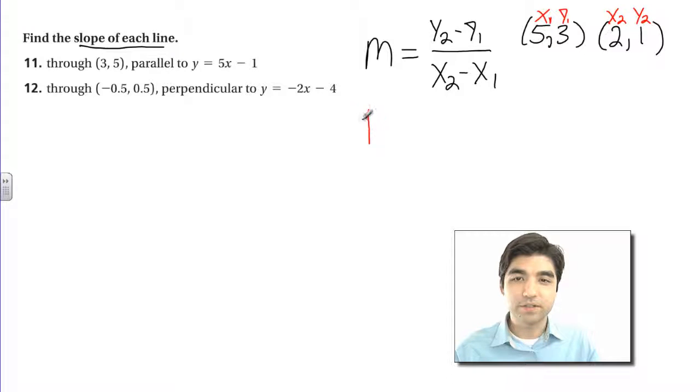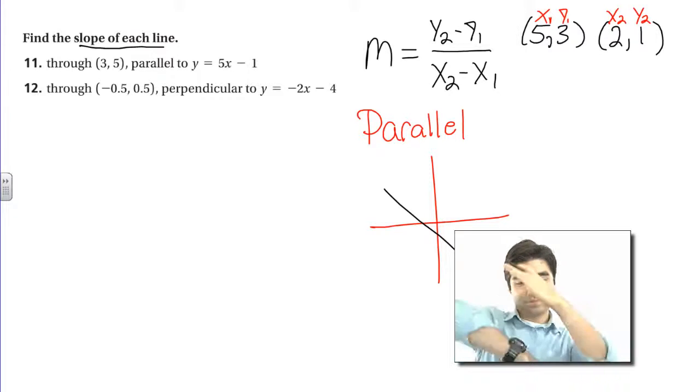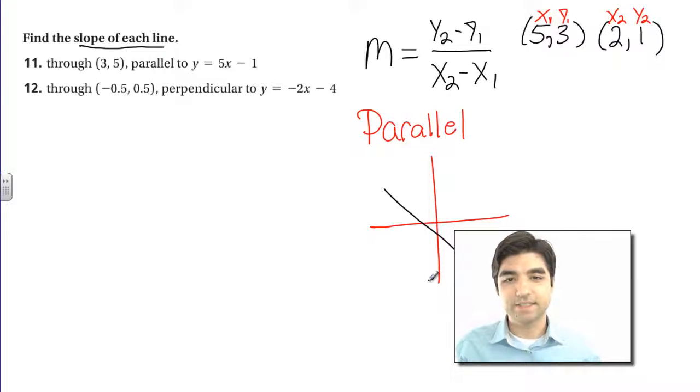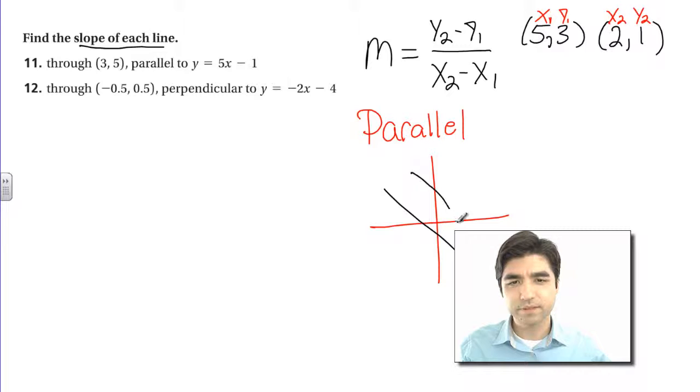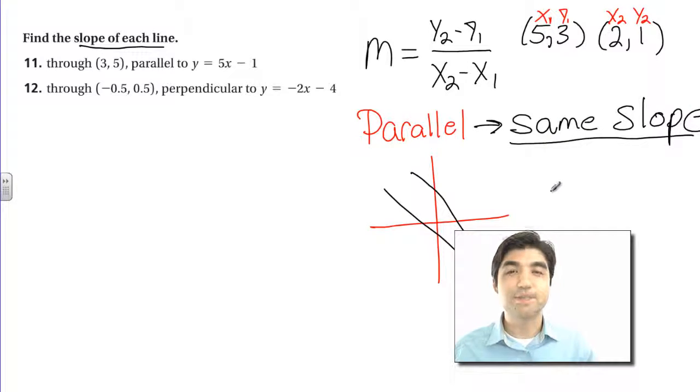Another thing that you need to know to answer these questions is that parallel lines, like if I drew a graph, parallel lines are the lines that are running side by side. So these would be parallel lines. That's kind of a crappy drawing, but anyways. The thing about parallel lines is that they have the same slope. That's critical. Same slope.